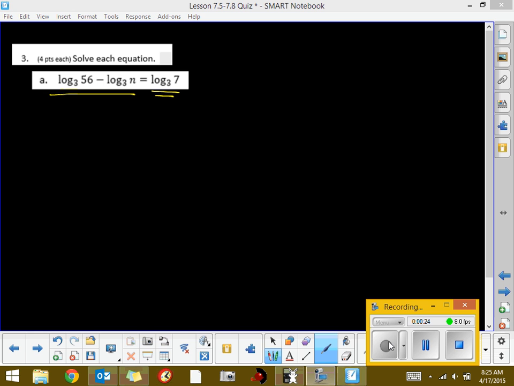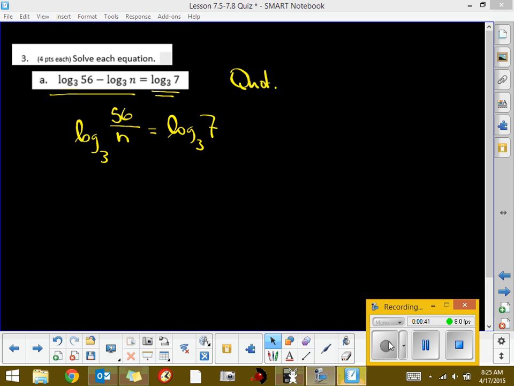So what I want to do is use the quotient rule to get us into one log base. So we have one log statement, it's going to be log base 3, and the log of a difference is the quotient of logs, so it's log base 3 of 56 over n equals log base 3 of 7. And we know that if the log bases are the same, then the exponent that we use on 3 to get the anti-logs has to be the same. So we eliminate our log base 3s and we equate our arguments, or the anti-logs.